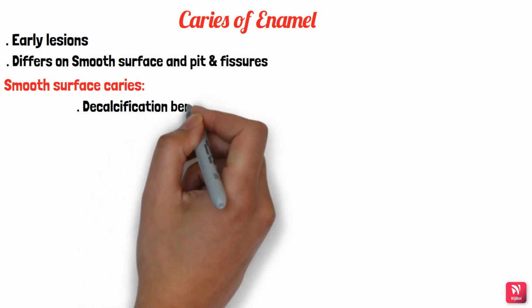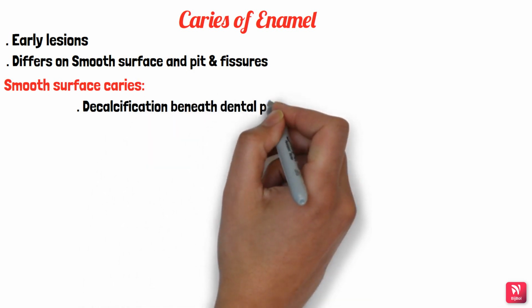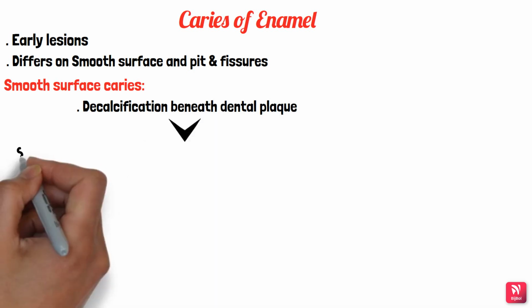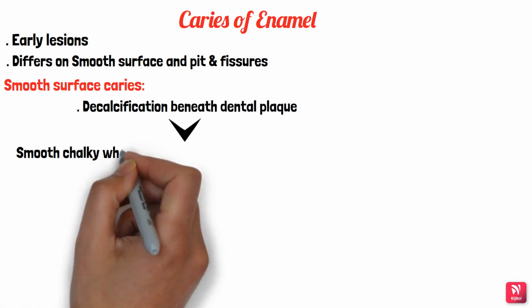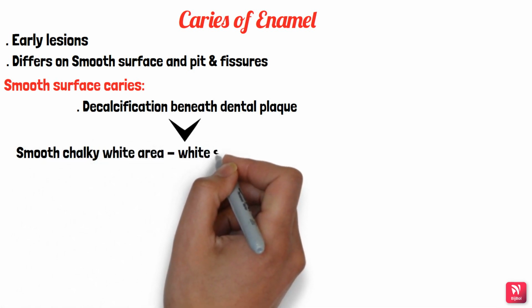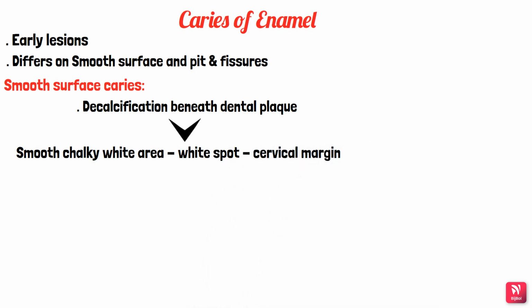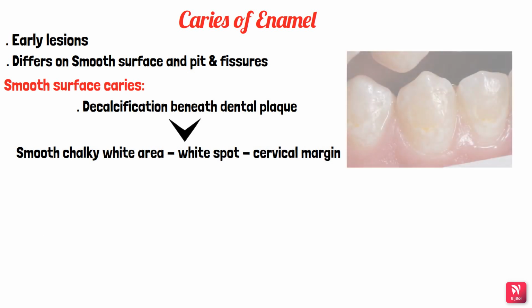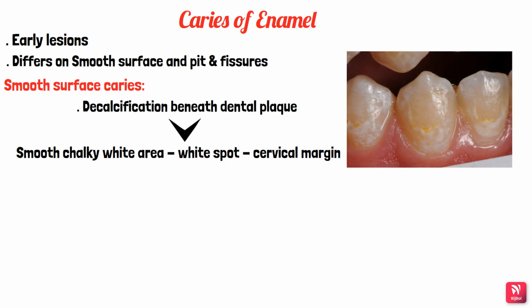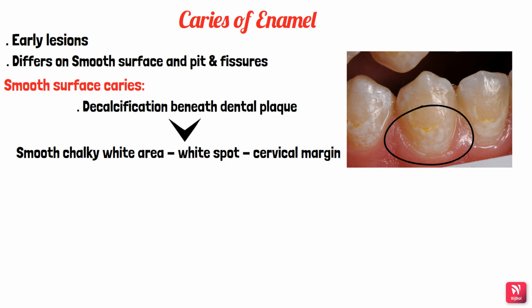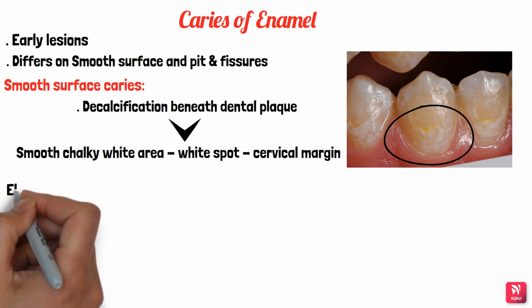Smooth surface caries usually occurs below the dental plaque, that is, decalcification will occur beneath the dental plaque, in the form of a smooth chalky white area. This smooth chalky white area is called a white spot, and this mostly occurs near the cervical margin of the tooth. As you can see in this picture, there are a few white spots near the cervical margin of the teeth, right? Those white spots are smooth surface caries, and that is the macroscopic appearance.